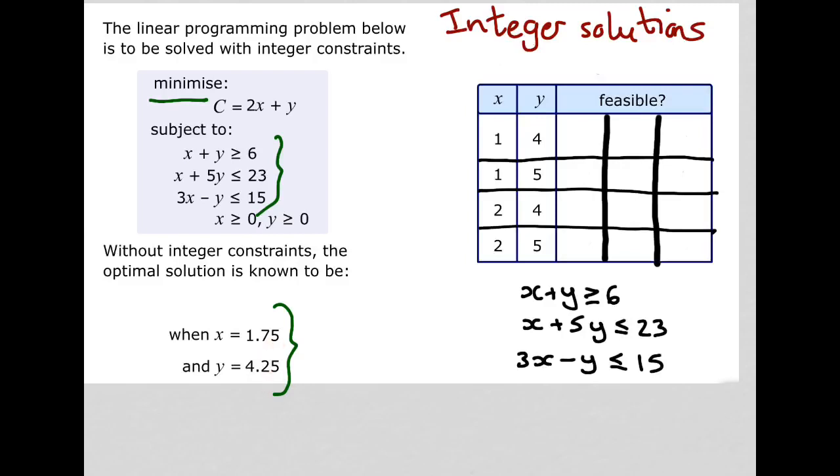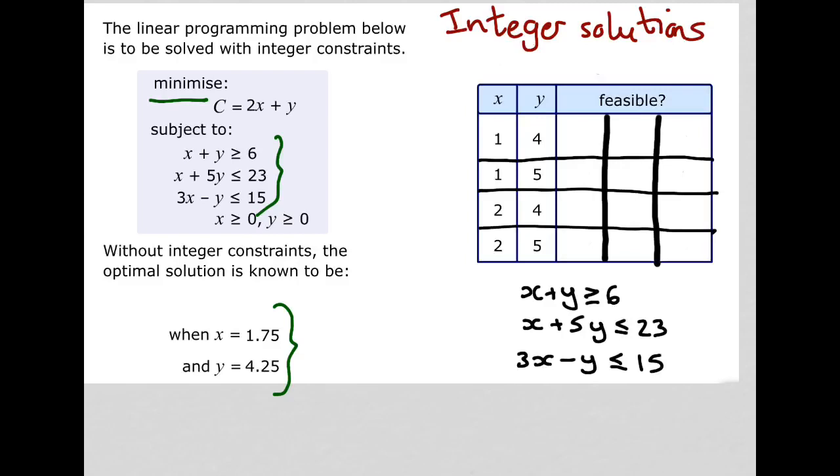We can't just round up, because if I round that up to 2 and I round that up to 5, that might still be in the shaded region. What if I called that 2 and rounded that to 4? I don't know whether that falls within the feasible region. So what we have to do is test the points around it.